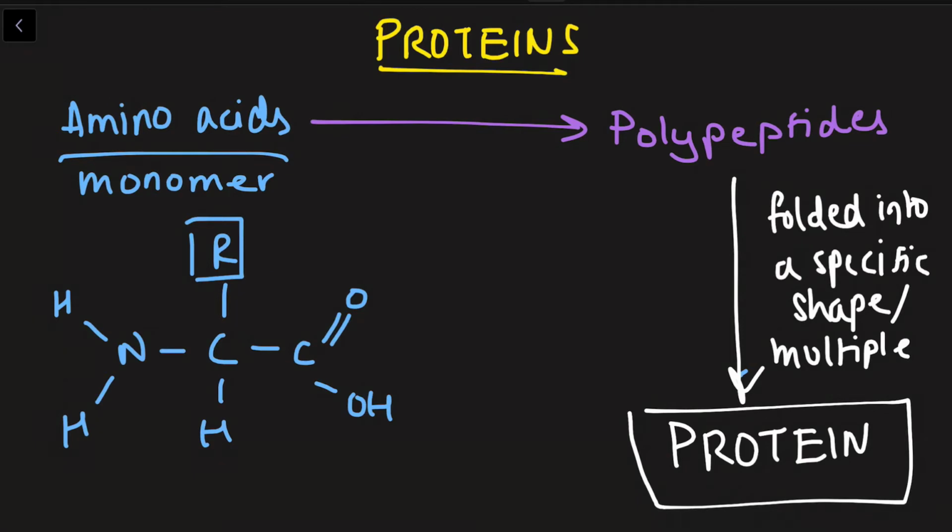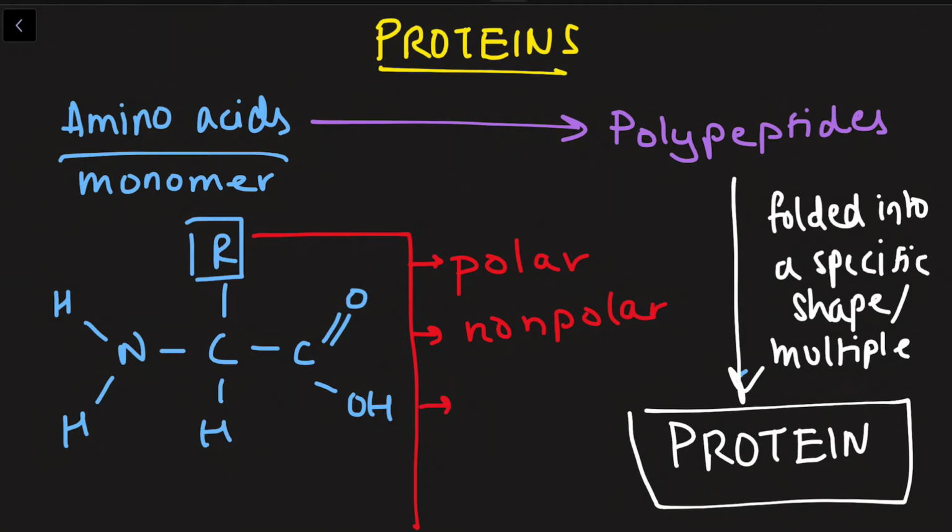Now side chains can be polar, nonpolar, acidic, or even basic. These side chains give amino acids properties like being hydrophilic or hydrophobic.